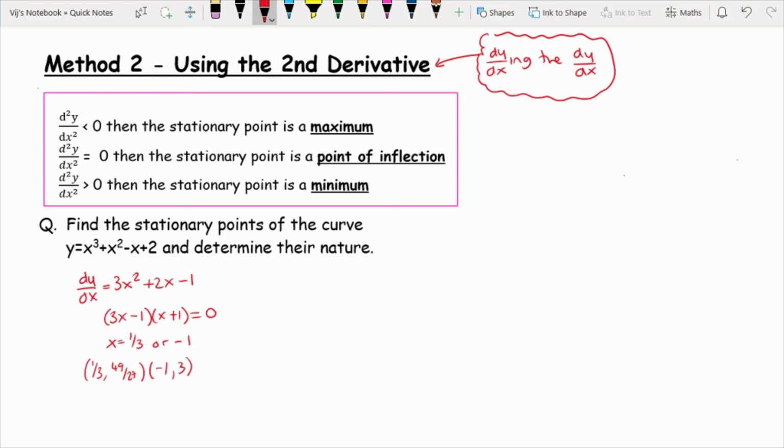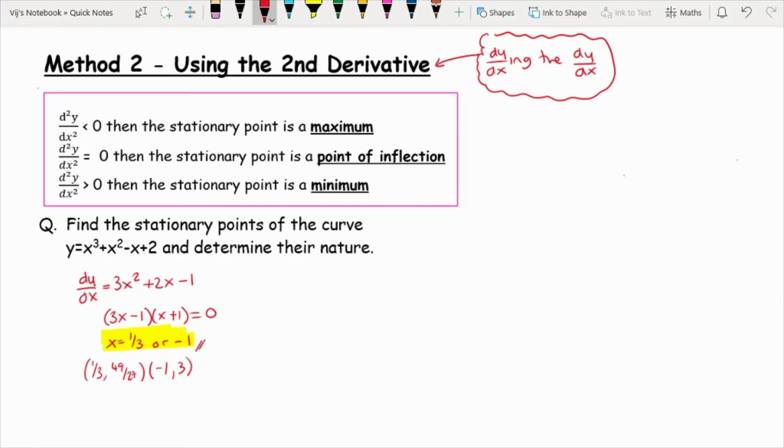Now the key thing to establish is these two numbers here. The y ordinates are only there because if we've been asked to work out the coordinates, then we need to give the coordinates. If not, we're happy with the x values. Now to determine the nature of this, all I need to know are the x ordinates.